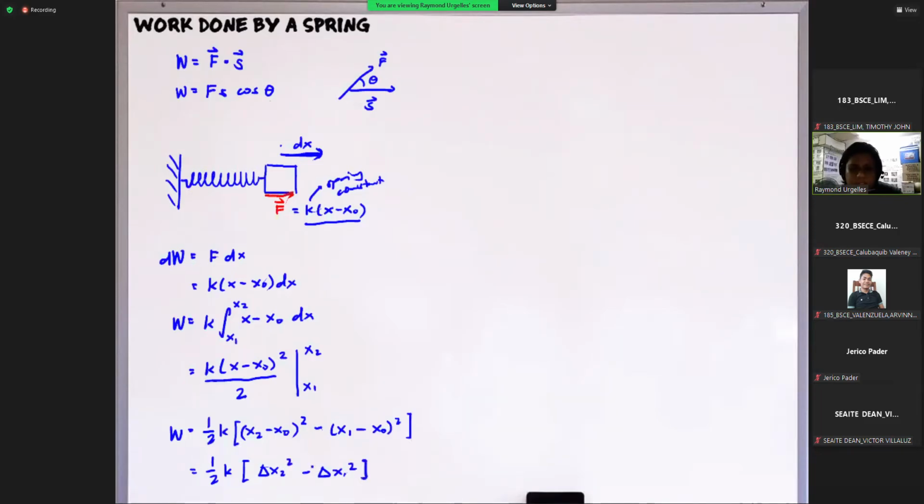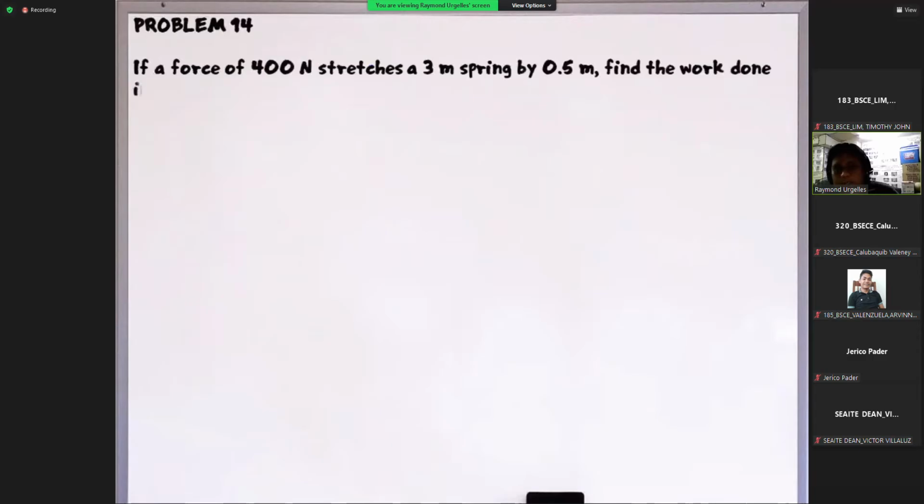squared. So what we are looking at here is the change in length of our spring from its original length, the one that is not compressed and not elongated. So for work done by a spring, we just use the direct formula, although the concept we used here is also integration. Okay? So let's try this with an example.